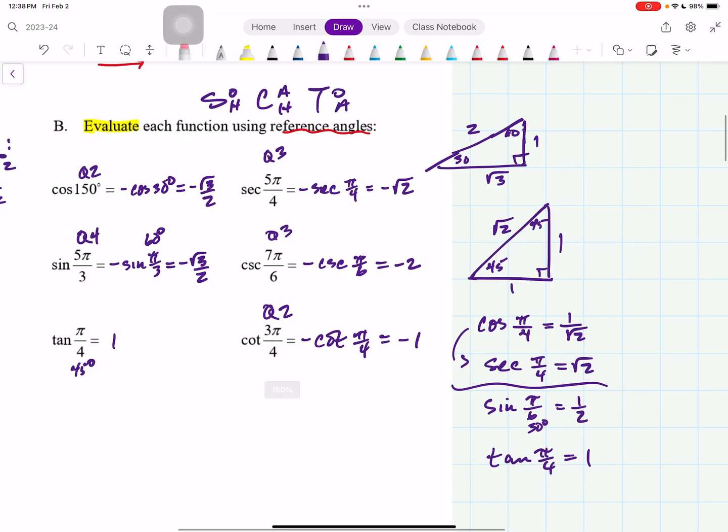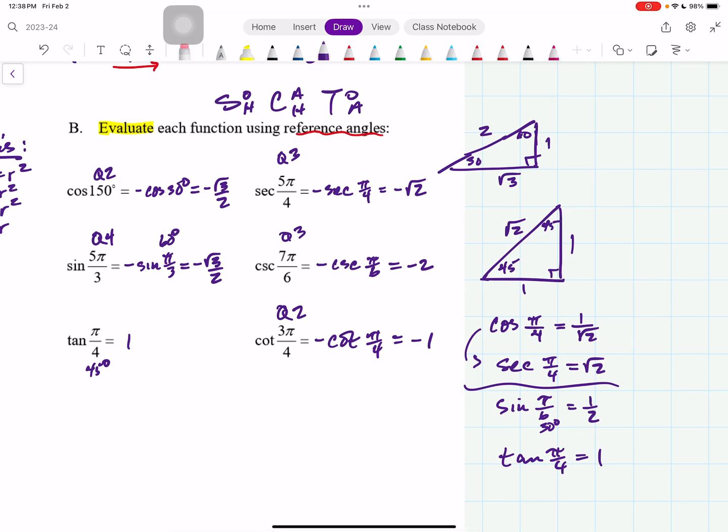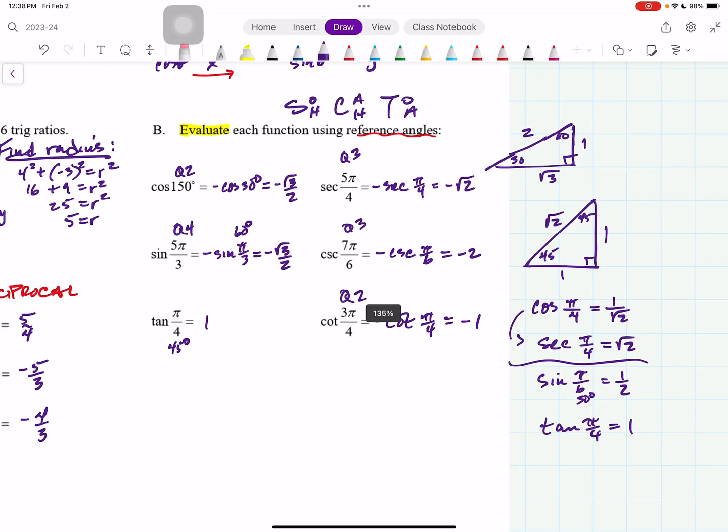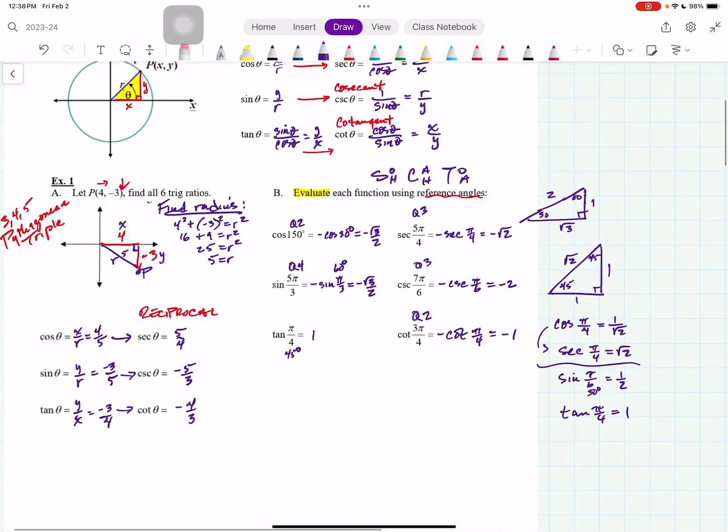Okay, there's different ways you could do that, but that's how I think about it. Notice I didn't even use the unit circle here. I just used reference angles. Okay, so that's the first part.